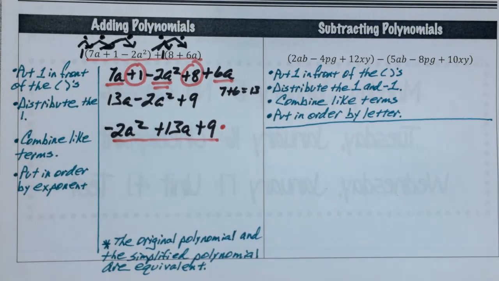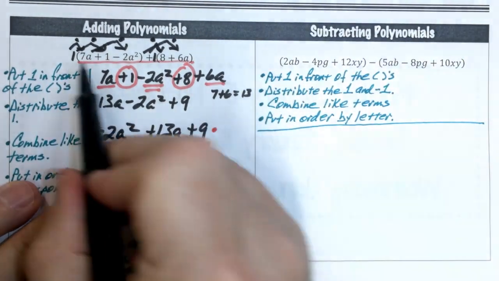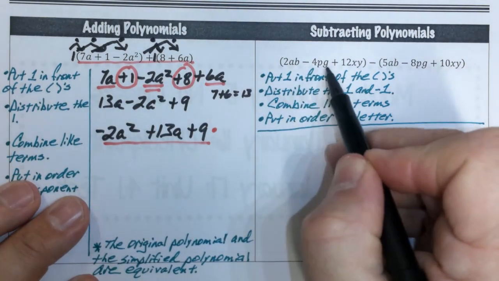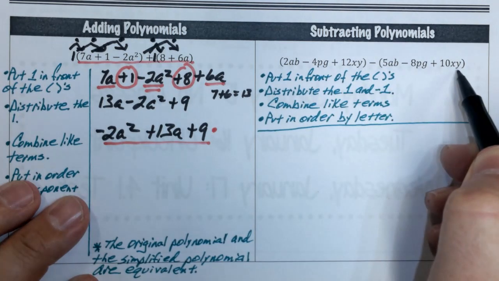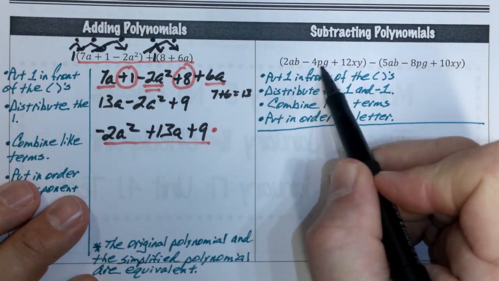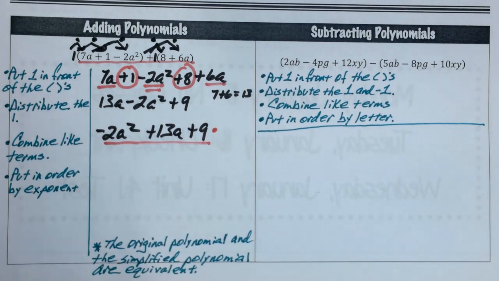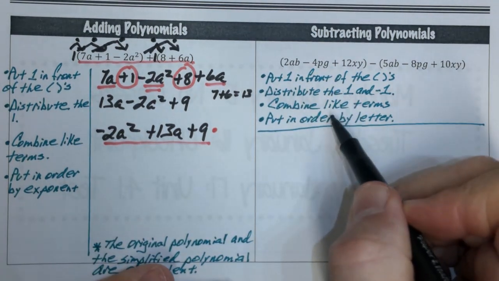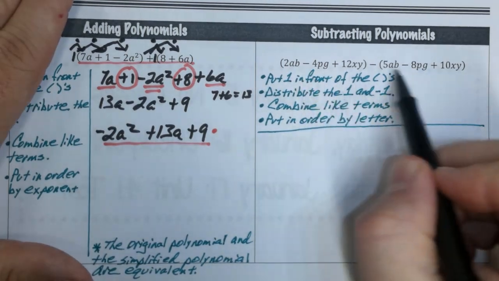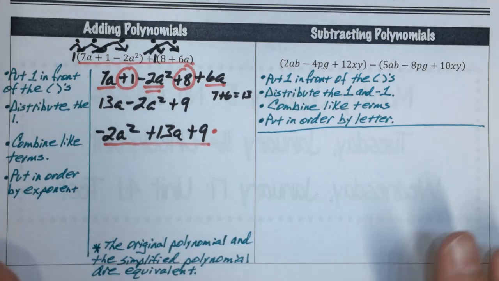Alright, so now we want to subtract. Notice here we only have one variable, which is a. Here we have 2, 4, 6 different variables. Alright, but notice A and B are together, P and G are together, and then X and Y are together. So that's what we're going to do. We're going to follow this process right here, and then we'll talk more about this when we combine. So we don't want to let having multiple variables mess us up or scare us.